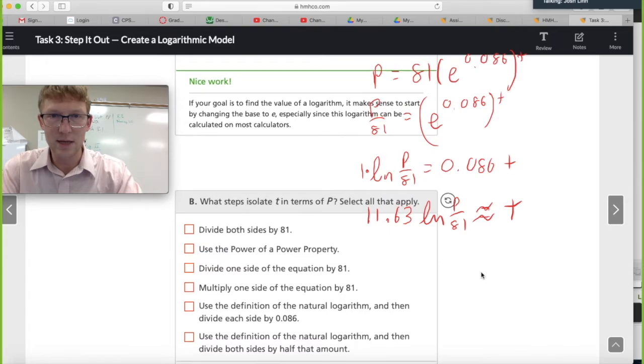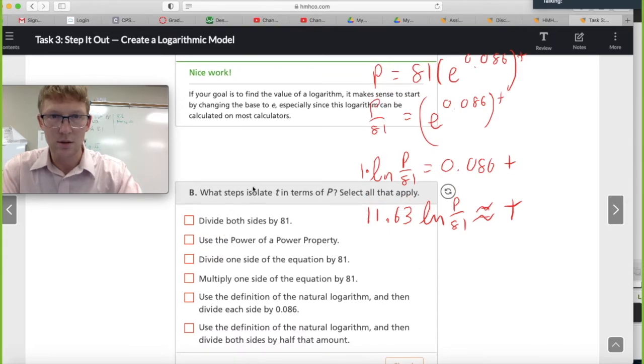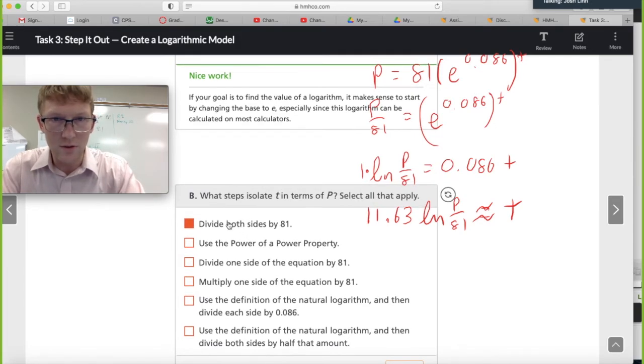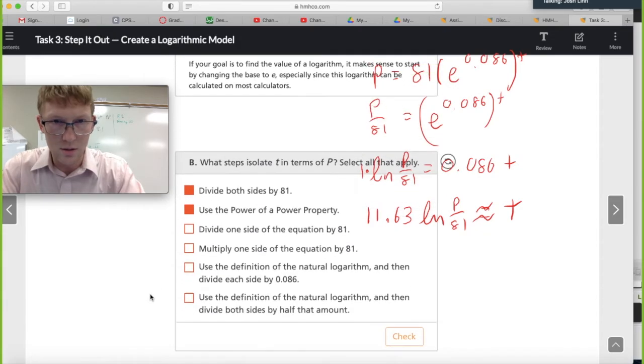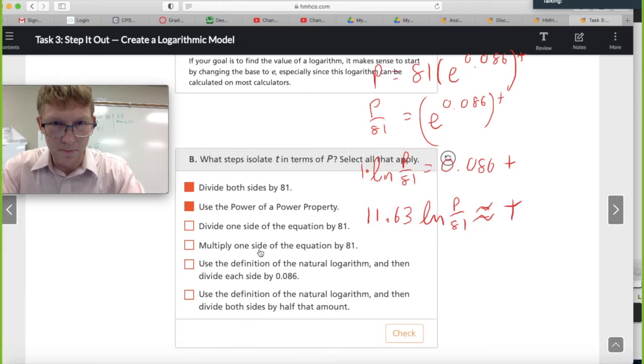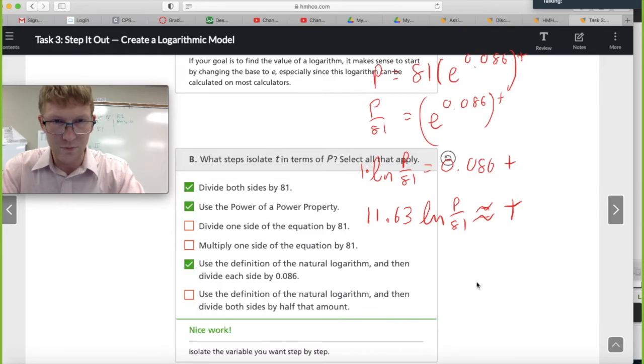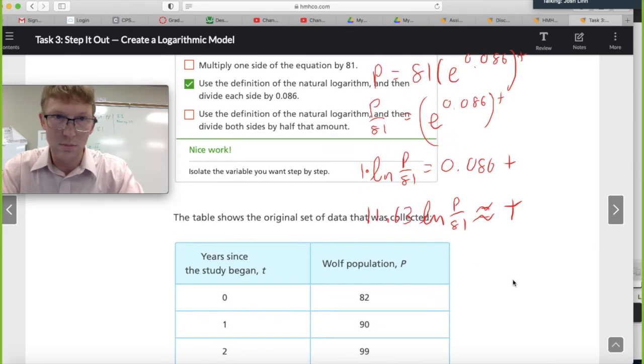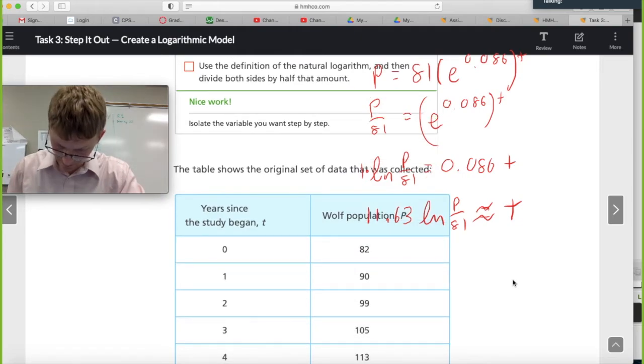What steps isolated t? Select all that applied in terms of p. So we divided both sides by 81. We used the power property. So you can't divide one side by the equation. You can't multiply one side. We used the definition of the natural logarithm and then divided each side by 0.86. We'll go for that. So those are the things that we did. Yay. Okay, so we can get rid of that.